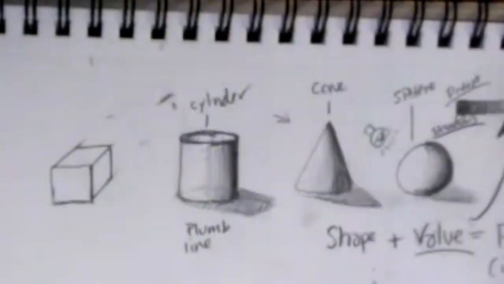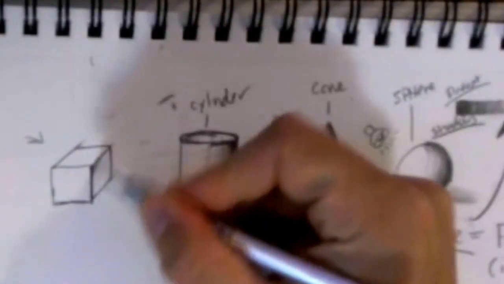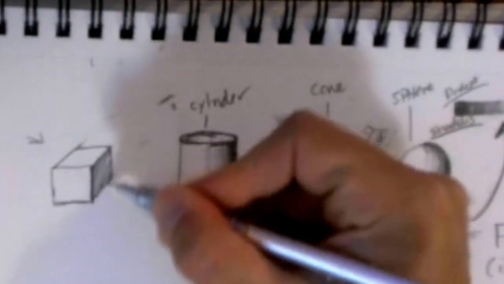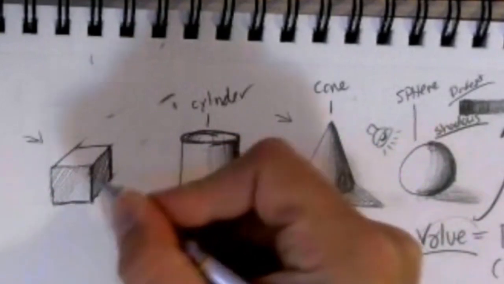Okay. Again, think about your light source. It's coming in from this side. We're going to make it dark on the right side, and maybe make this a mid-tone.